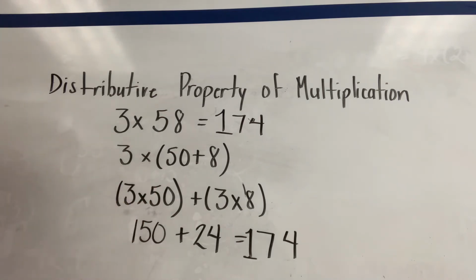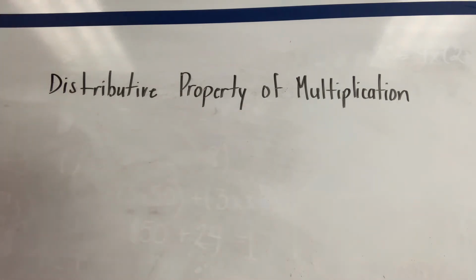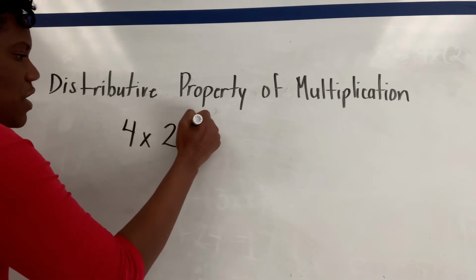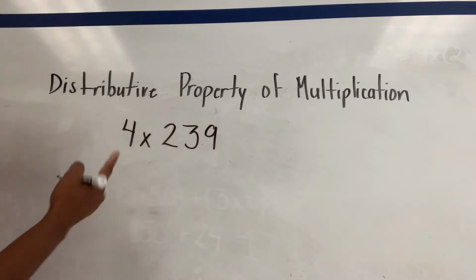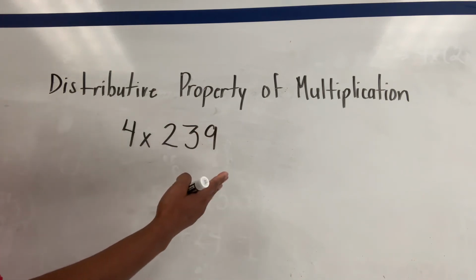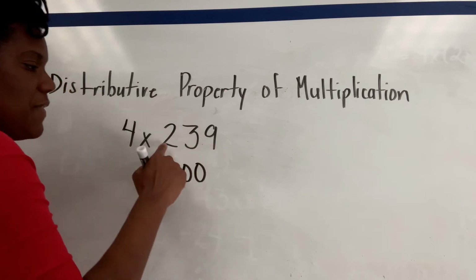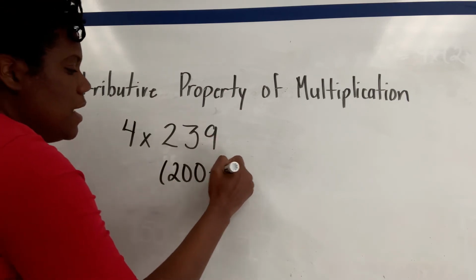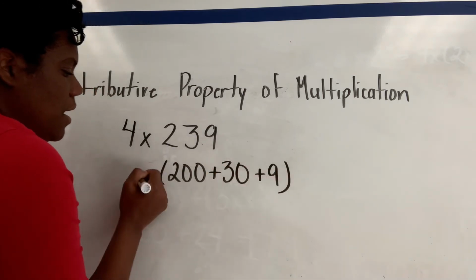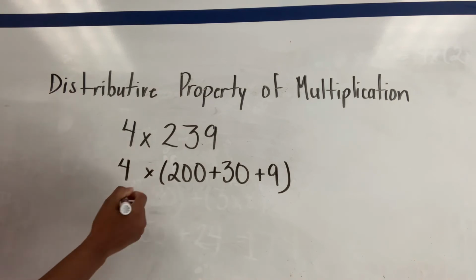So for example, if it was a 3-digit number, let's say 4 times 239. Again, we would break the 239 in an expanded form. All right, so we would break it by saying 200, because the value of the 2 is in the hundreds place, plus 30, because it's in the tens place, plus 9, bring down our multiplication of our 4. Then we would do distributive property.